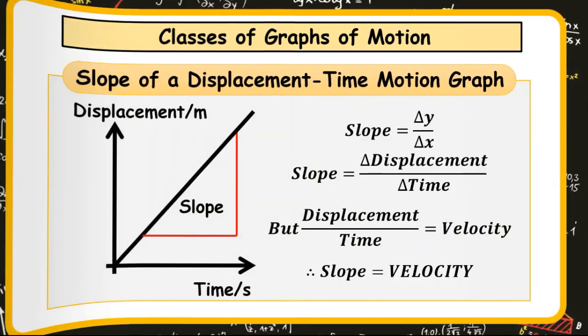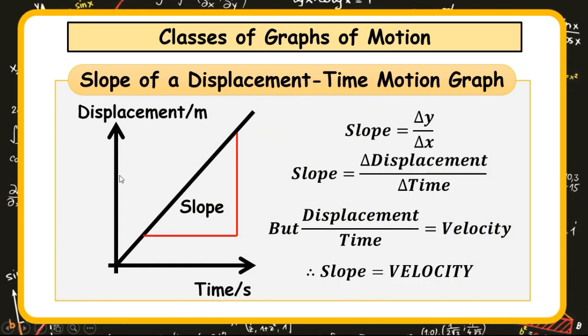And that can also be explained that, yes, for a graph whose y-axis is displacement and x-axis is time, when you find the gradient or the slope, that is change in y over change in x, the y-axis is represented by displacement and the x-axis by time. But remember that whenever displacement is divided by time, it is equal to velocity. That is why the slope of a displacement time graph represents velocity.